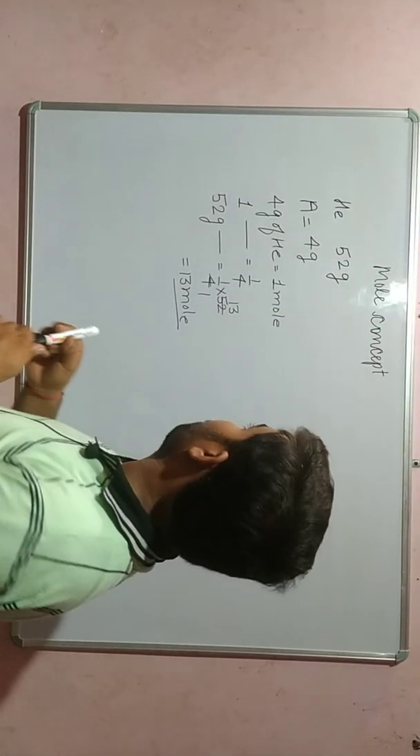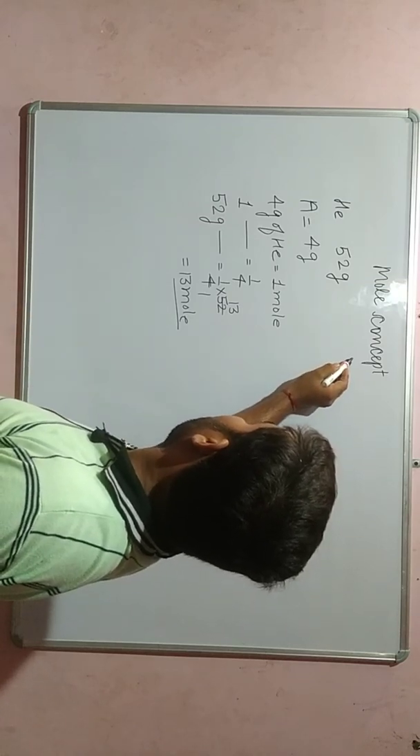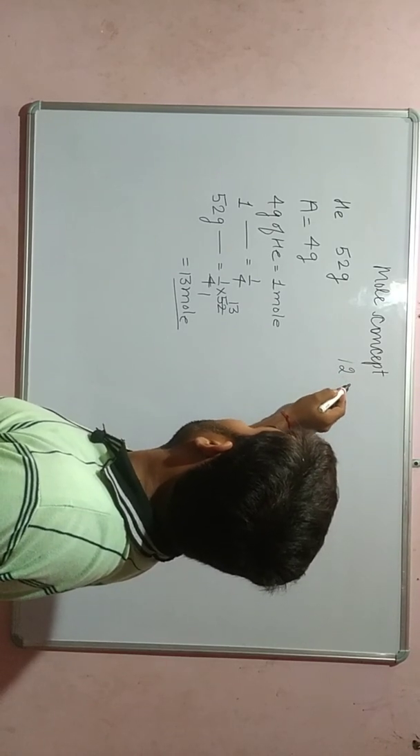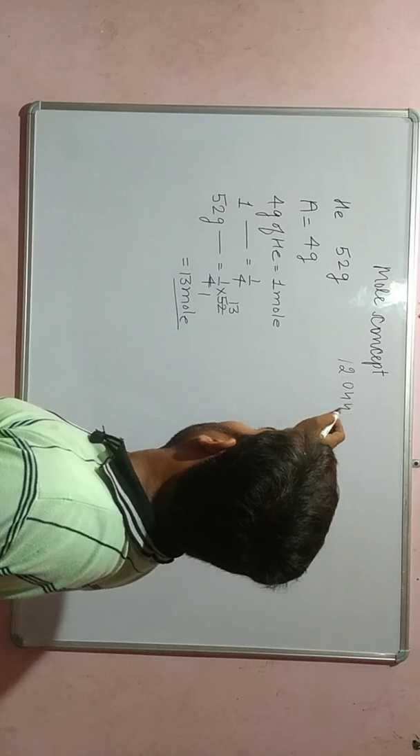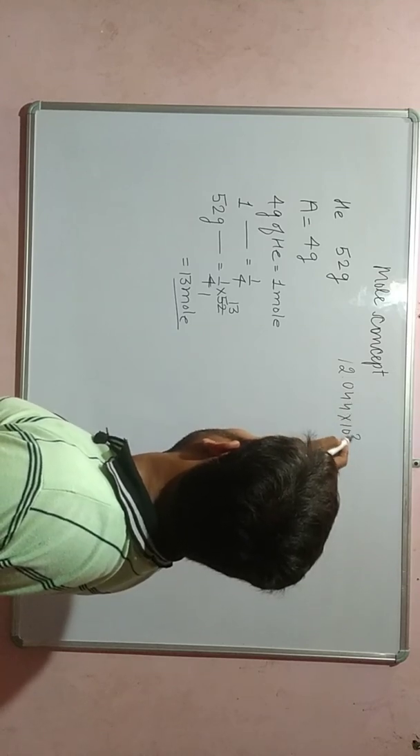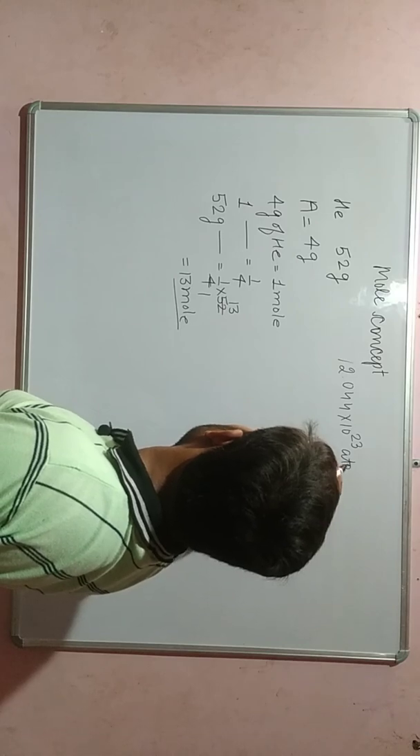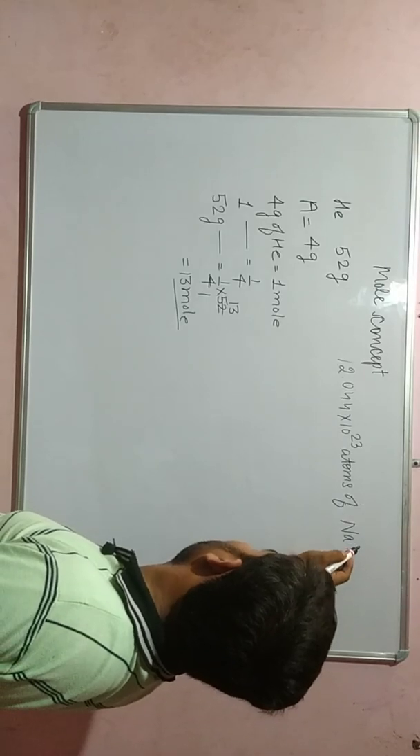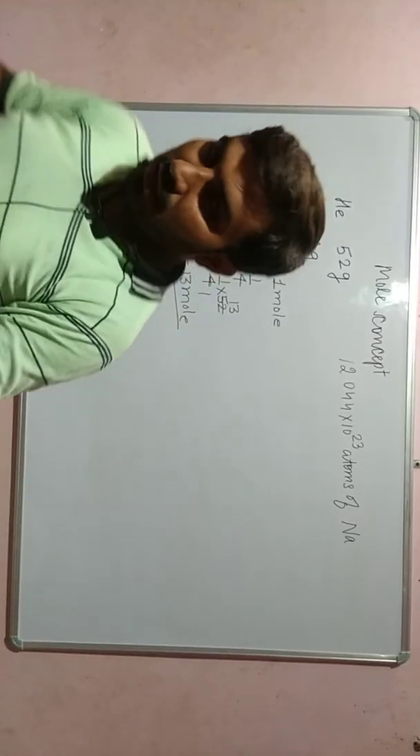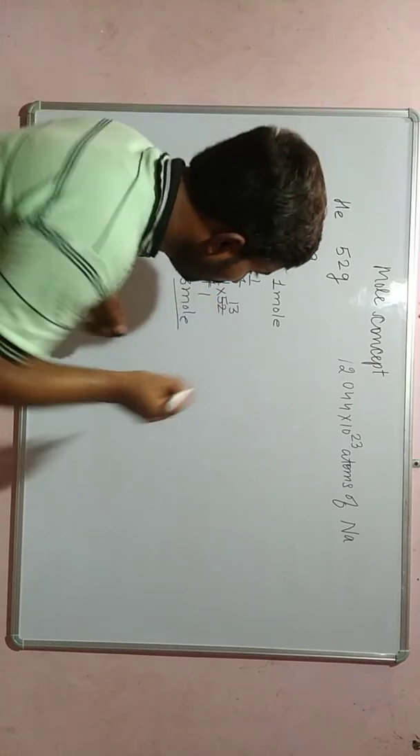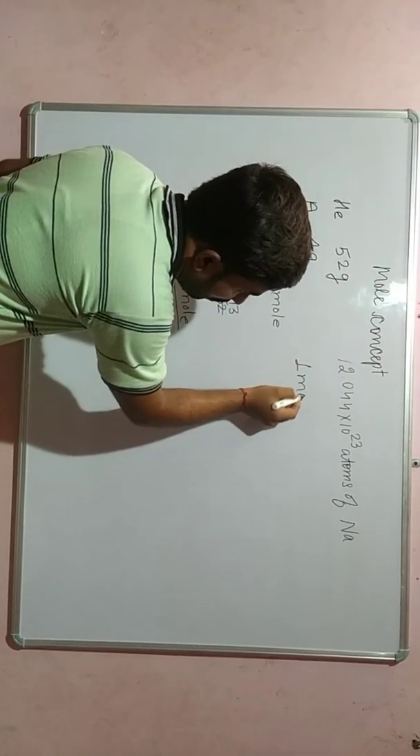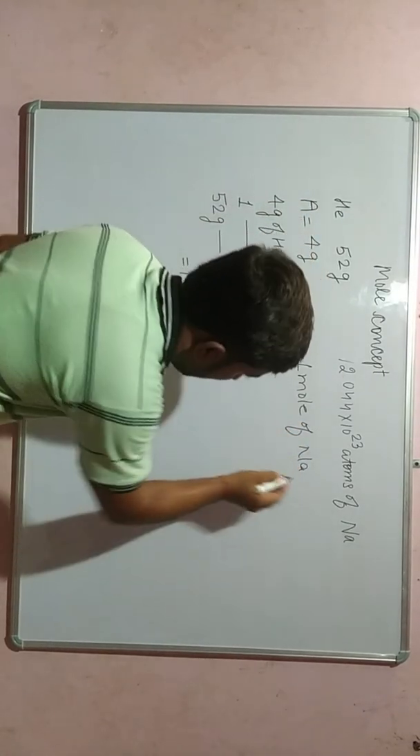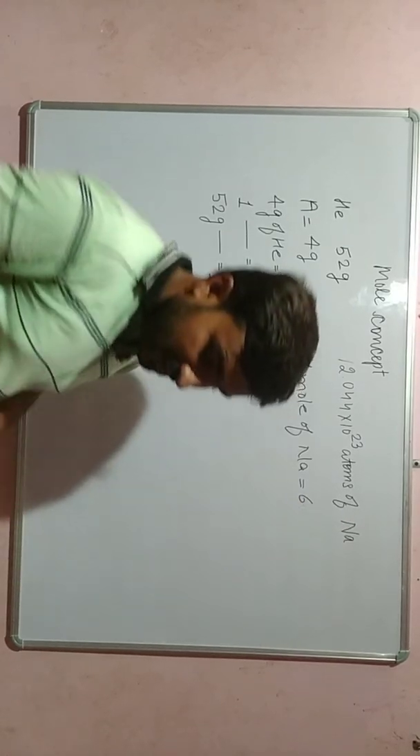After that, the next question is to find the number of moles in 12.044 into 10 raised to power 23 atoms of sodium. Okay, now we find how many atoms are there. 1 mole of sodium has atoms 6. Now I explain the Avogadro number.